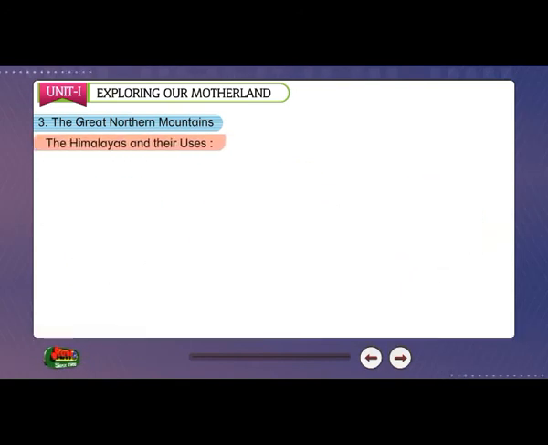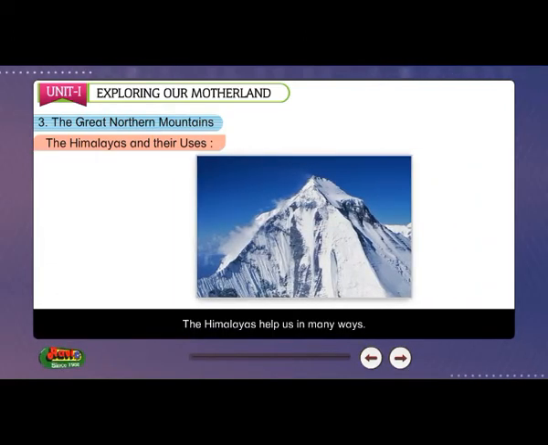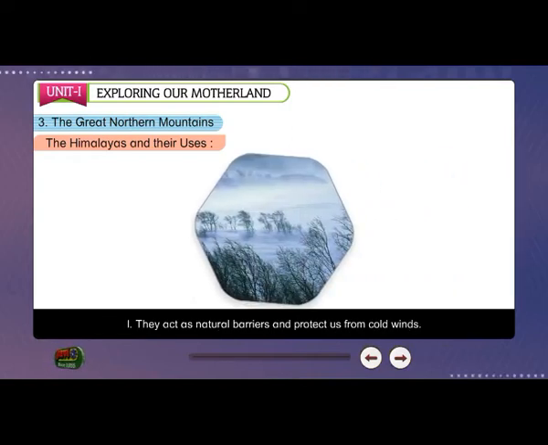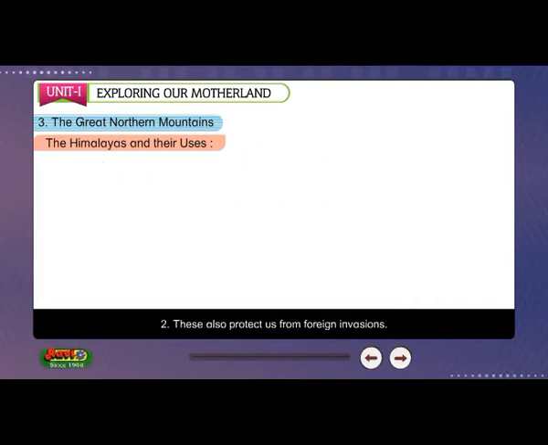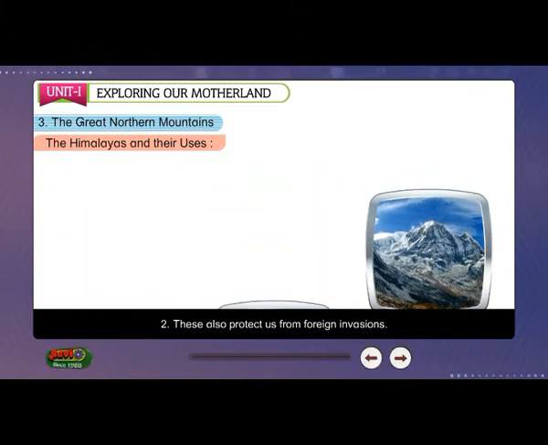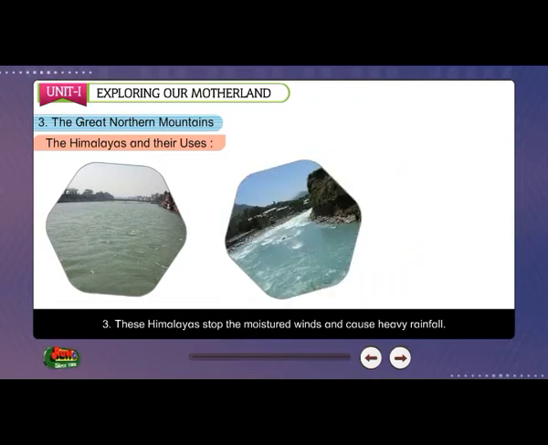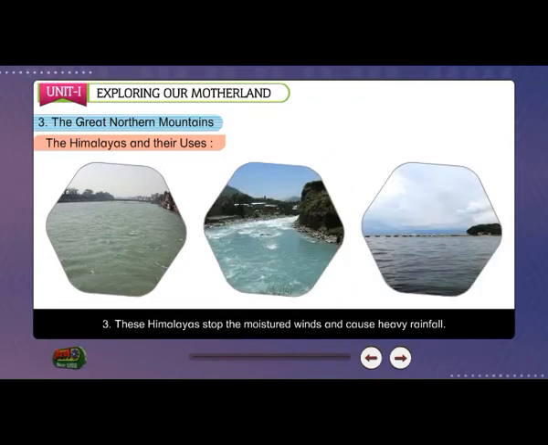The Himalayas and their uses. The Himalayas help us in many ways. 1. They act as natural barriers and protect us from cold winds. 2. These also protect us from foreign invasions. 3. These Himalayas stop the moisture winds and cause heavy rainfall.